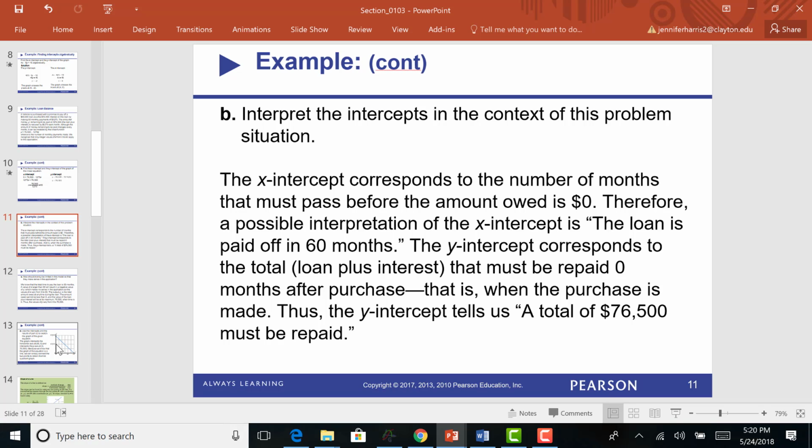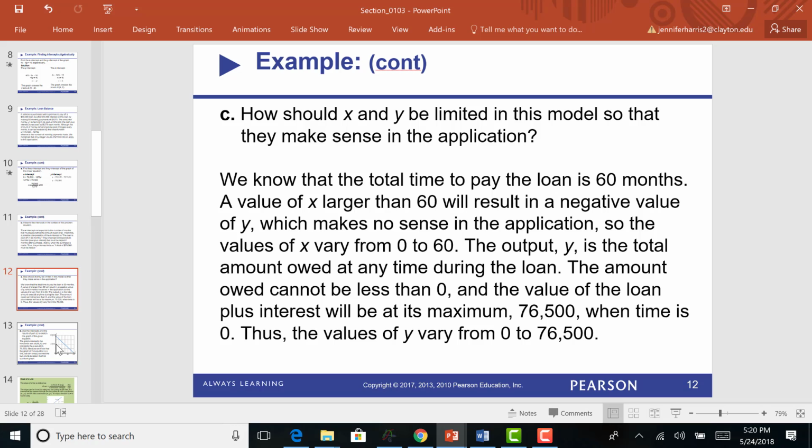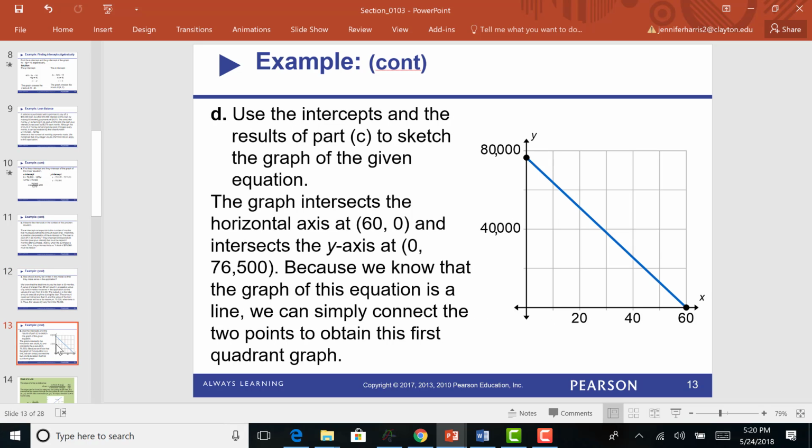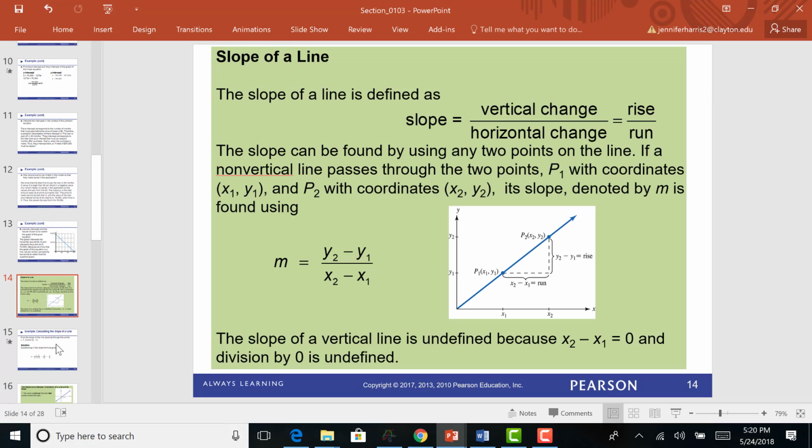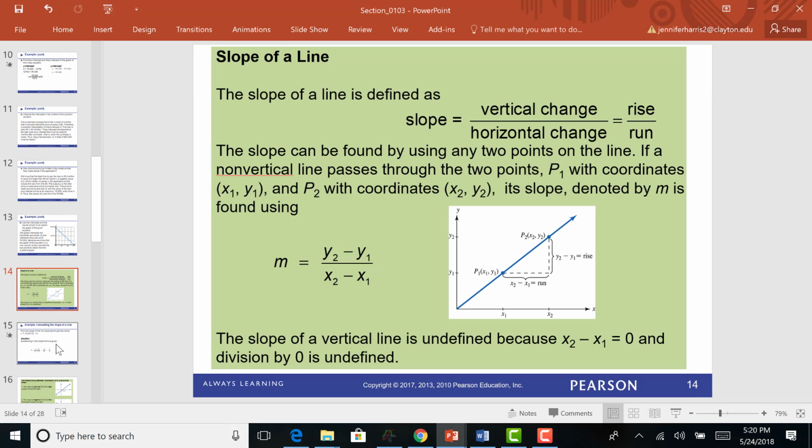All righty, so we've talked about all of that. We talked about how we limited the X and the Y because the X could only be 0 to 60 and the Y was 0 to 76,500. There is the graph. You guys had that, right? Okay, there we go. All right, this next section, I'm going to stop here because this actually starts talking about the slope of the line, which you can actually see. So I'll finish the rest of this.